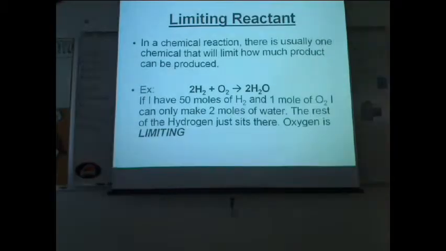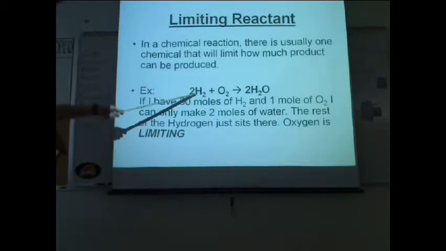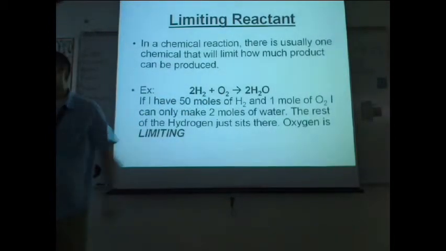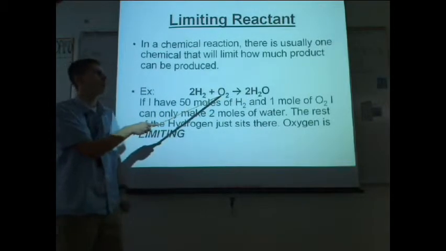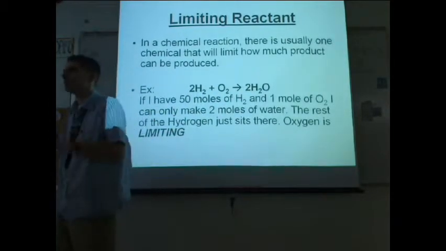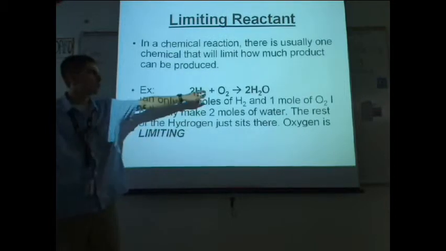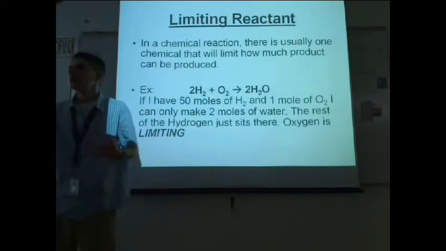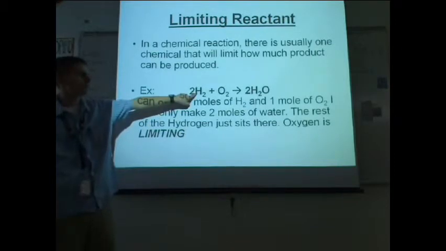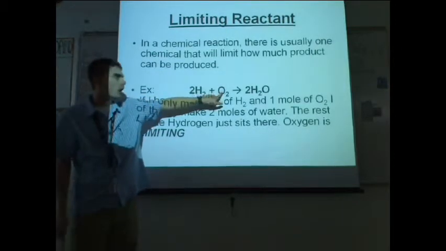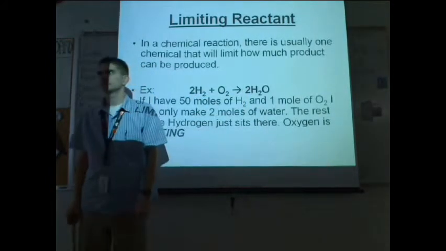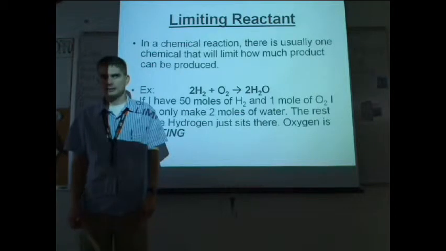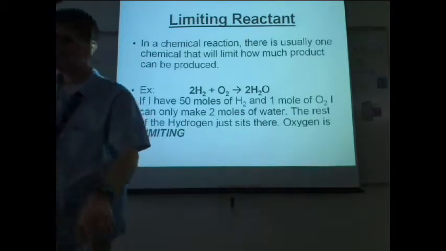Okay. We've been saying 2 hydrogen to 1 oxygen to 2 water, right? And if I have 2 hydrogen, I'm going to have 2 water. And if I have 1 oxygen, I'm going to have 2 water. But we've been ignoring them together. So think of it like this. If you have 50 moles of hydrogen and only 1 mole of oxygen, you can only make 2 moles of water. Does that make sense? Let me show you here.